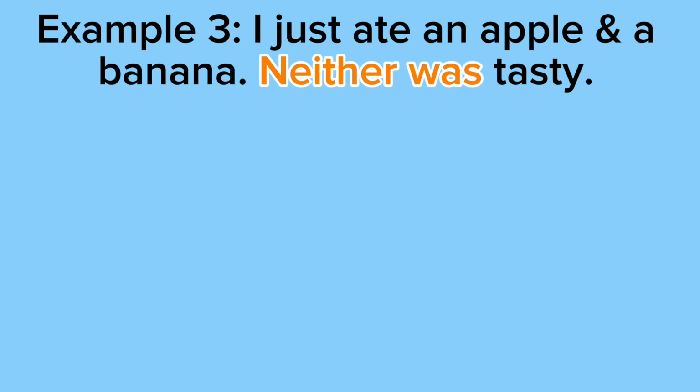Example 3 says I just ate an apple and a banana. Neither was tasty. So what this means is I ate the apple and it wasn't tasty, and I ate the banana and it also wasn't tasty. So out of both of the fruits, neither was tasty. Also, as you can see, neither is the subject and is singular, which means the verb that follows also has to be singular. So the verb that follows is was and is singular.